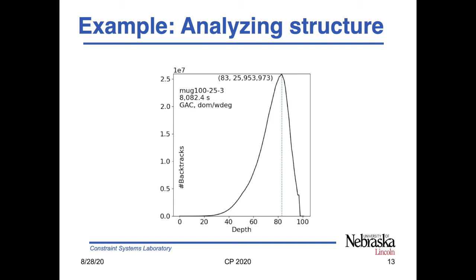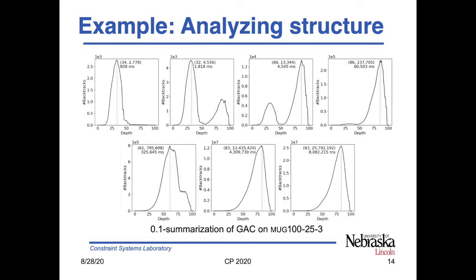To get a better understanding of what is happening during search, we create a 0.1 summarization of the search process. Here we can see 7 different regimes that were formed. Search first creates an initial peak not too deep within the search tree, and then a second peak starts to form.